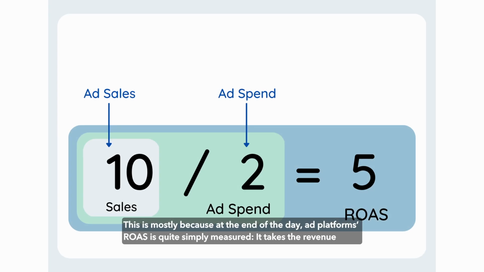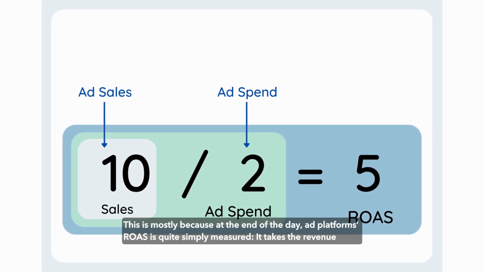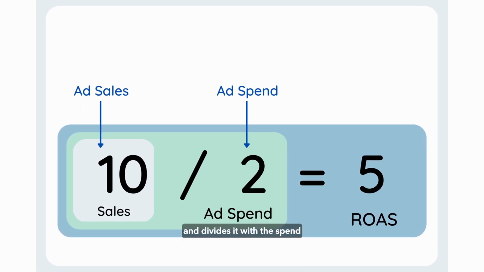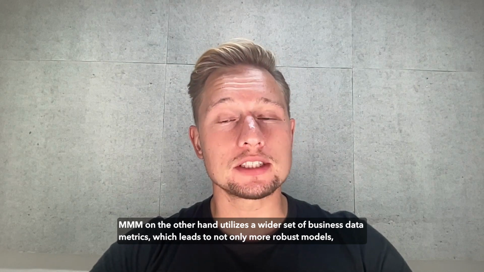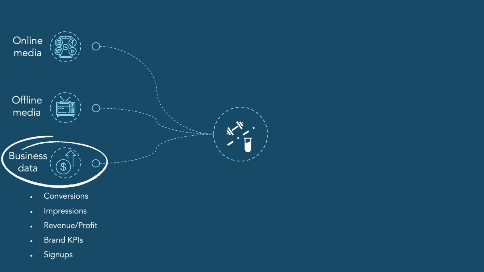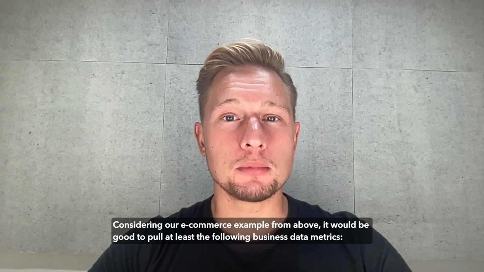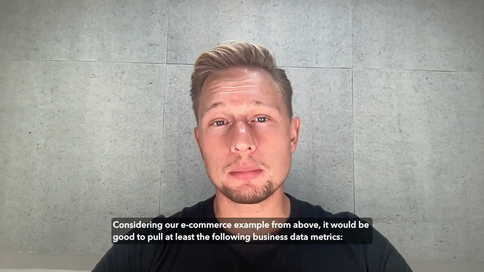This is mostly because at the end of the day, ad platform's ROAS is typically quite simply measured. It takes the revenue and divides it with the spend. MMM, on the other hand, utilizes a wider set of business data metrics, which leads to not only more robust models, but also a more complete picture of the marketing effectiveness. Considering our e-commerce example from above, it would be good to pull at least the following business metrics.